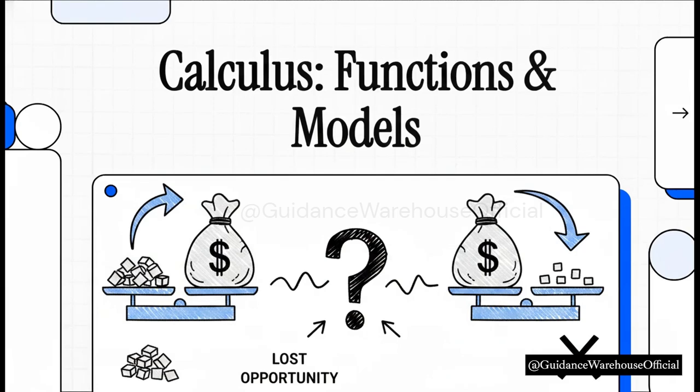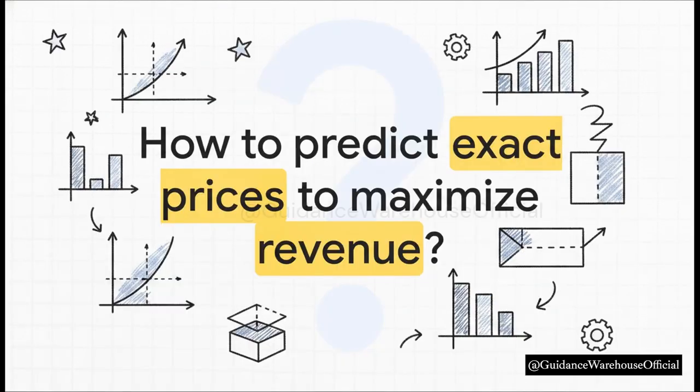Picture this. You're in charge of pricing a massive, multi-million-dollar product launch. If you set that price too high, boom, nobody buys it. But if you set it too low, you're leaving literal millions on the table. It honestly feels like a giant gamble, right? But here's the secret. They aren't just guessing.